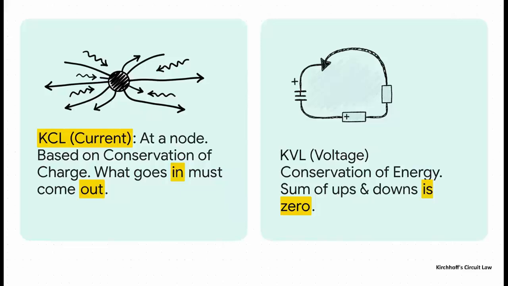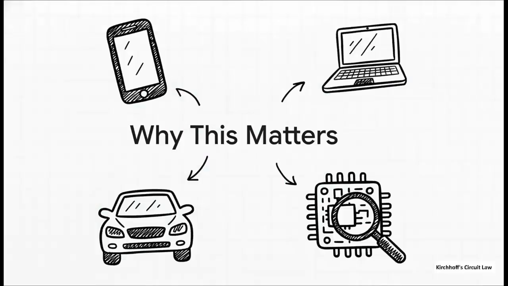On the other hand, you've got Kirchhoff's voltage law. That's all about voltage in a loop. It's based on the conservation of energy, and its rule is that any round trip has to add up to zero. So why does all this matter so much? Why should you care? Because these laws are not just for a textbook. They are the absolute foundation of all modern electrical engineering. The circuits inside your phone, your computer, your car, literally everything with a circuit board was designed and can be fixed using these two fundamental ideas.